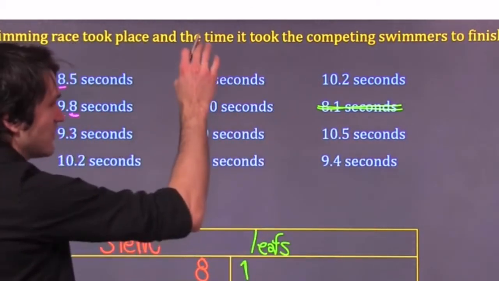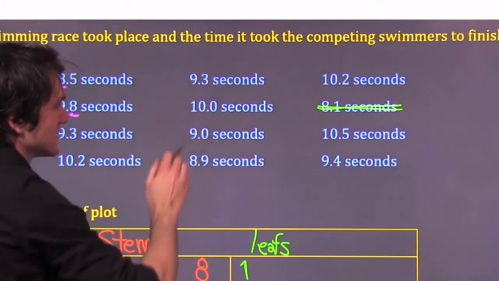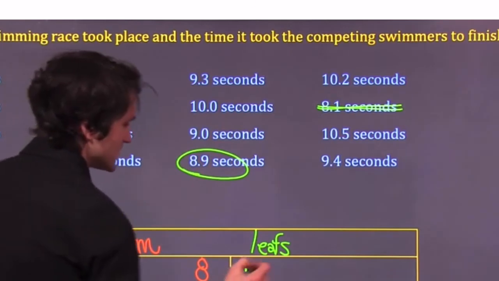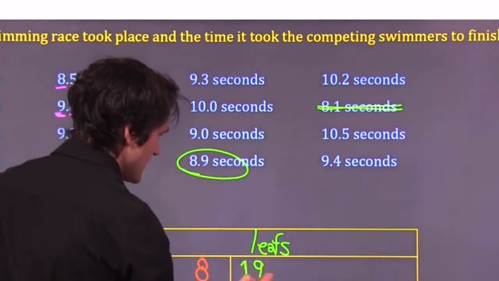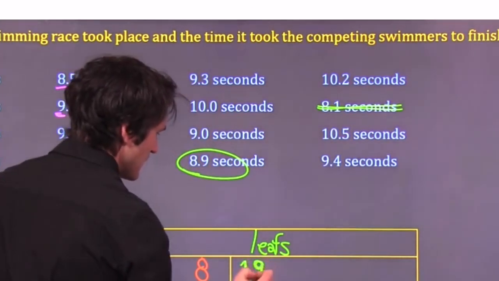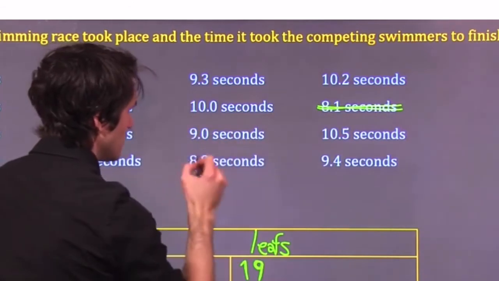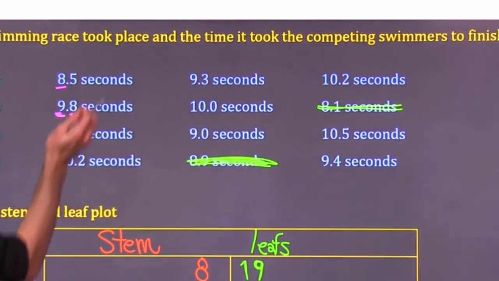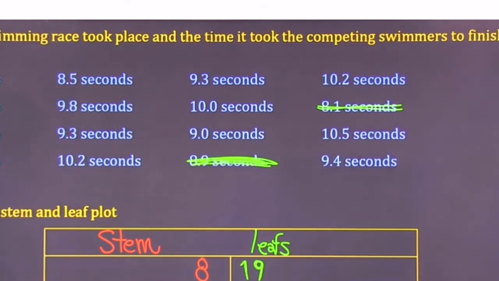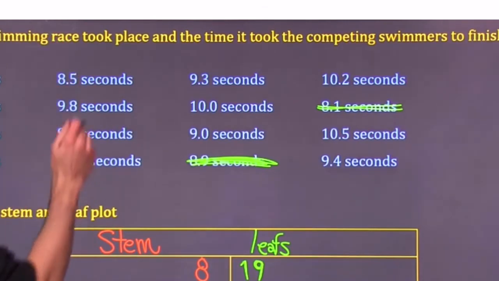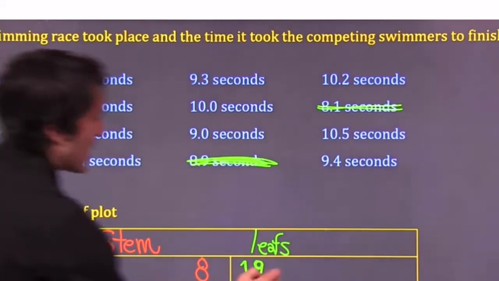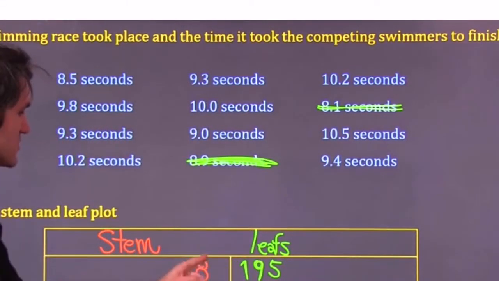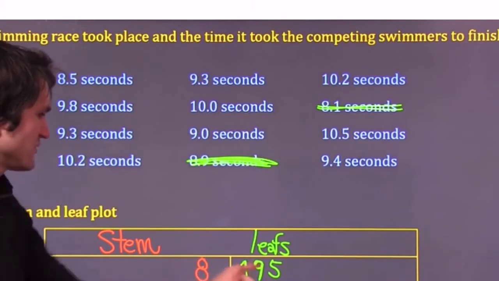Over here, do we have anyone else who took 8 seconds? Yeah, this person right here, they took 8.9 seconds. So we can write that as one of our leaves, 9. Perfect. We included them in our stem and leaf plot. How about over here? Do we have anyone who took 8 point something seconds? Yeah, we got this person right here, they took 8.5 seconds. So this stem and leaf will correspond to someone taking 8.5 seconds.